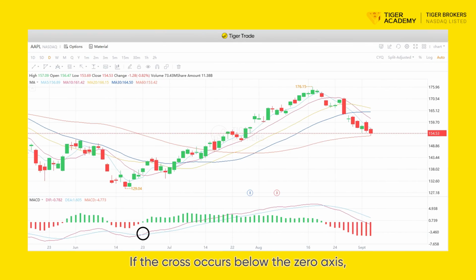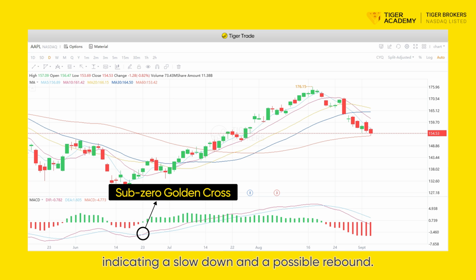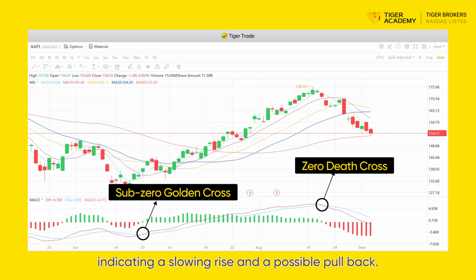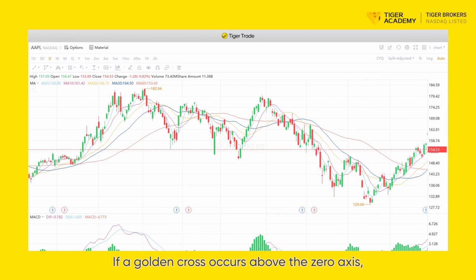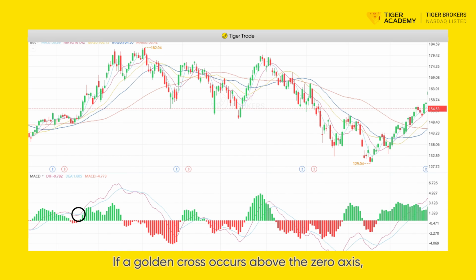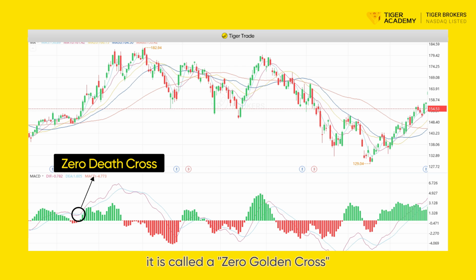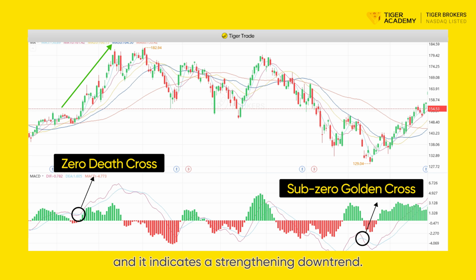If the cross occurs below the zero axis, it is called a sub-zero golden cross, indicating a slowdown and a possible rebound. If a death cross occurs above the zero axis, it's called a zero death cross, indicating a slowing rise and a possible pullback. If a golden cross occurs above the zero axis, it is called a zero golden cross and indicates a strengthening uptrend. If a death cross occurs below the zero axis, it's called a sub-zero death cross and it indicates a strengthening downtrend.